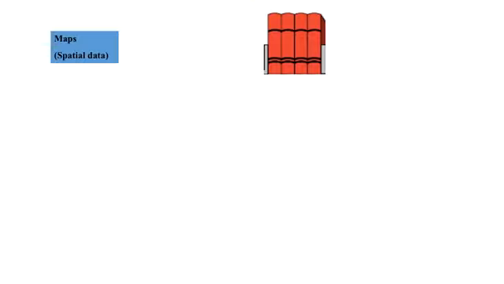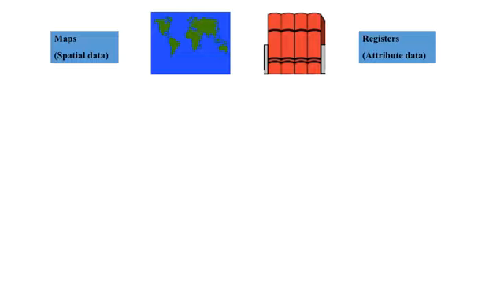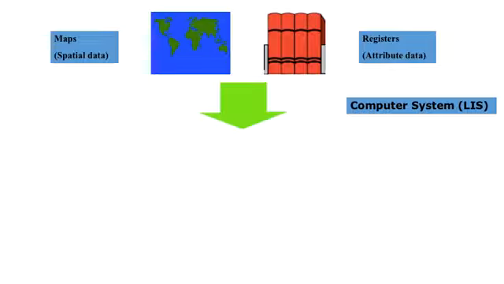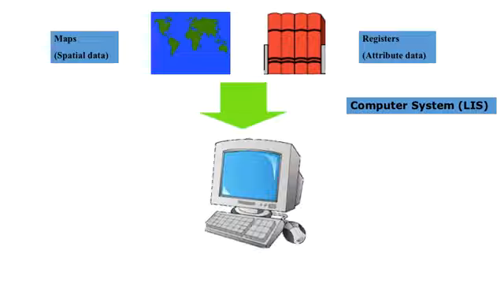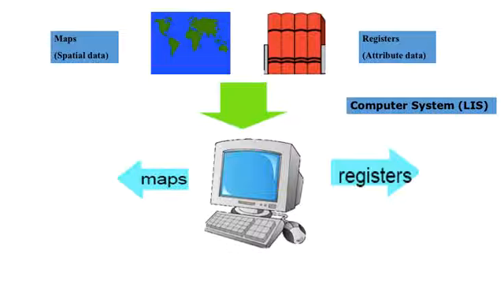As we can see, the map is spatial data, which we use to represent in a map, and this register or attribute is the non-spatial data which we can represent in a computer-based system. That could be an LIS, and it would be a map and register in a combined, integrated approach.